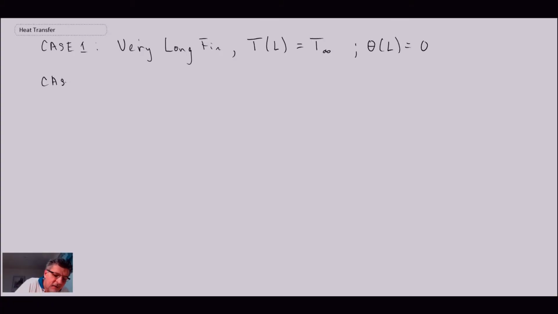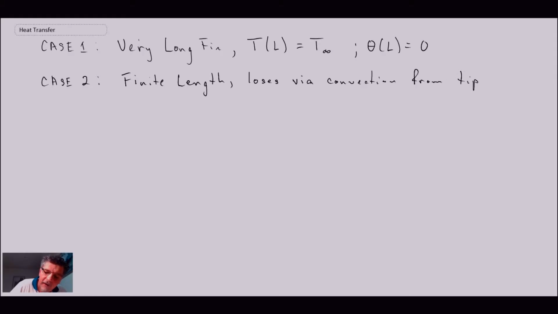Case two is a more realistic one because you'd never have a fin that long that it gets to the ambient temperature. Well, you could, but usually you wouldn't. Case two is finite length. And we're going to lose heat from the tip via convection. So this is the most realistic scenario because that is what actually happens.